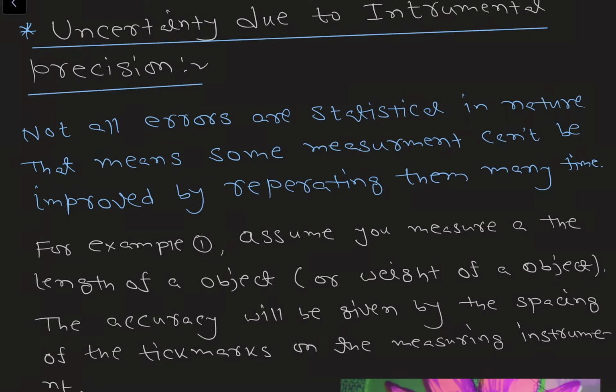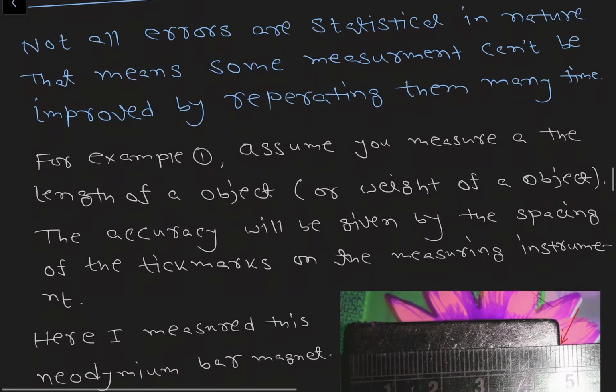So let us come to the next topic, uncertainty due to instrumental precision. After that, we will discuss systematic error. Now, discussing uncertainty due to instrumental precision: not all errors are statistical in nature. That means some measurements cannot be improved by repeating them many times.